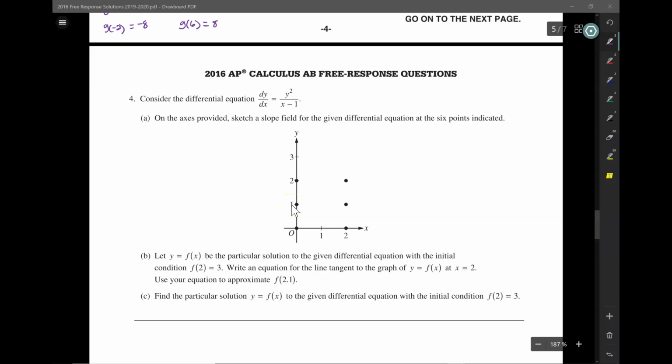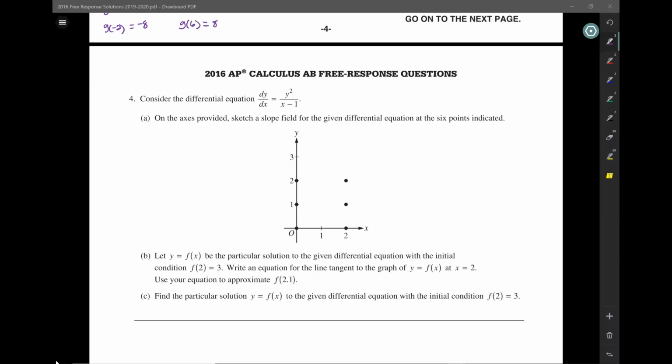Next is a slope field problem, 2016. So we're given dy/dx. When I see a dy/dx expression, for my own self, I like to take note of whether it depends on only x, only y, or x and y. You see here, it depends on y and x. You see that the y is squared, and so on. But just pay attention that it depends on both x and y.